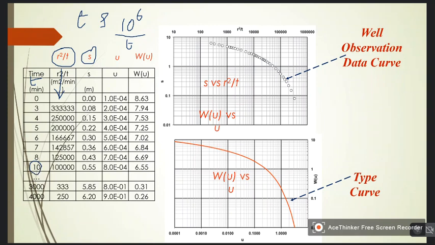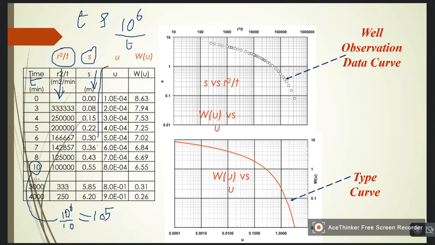what is R square by T for this? 10 to the power of 6 divided by 10. So it will be 10 to the power of 5. So 1, 2, 3, 4, 5. This is 10 to the power of 5. So like that, we have to calculate R square by T and enter the corresponding values of S.